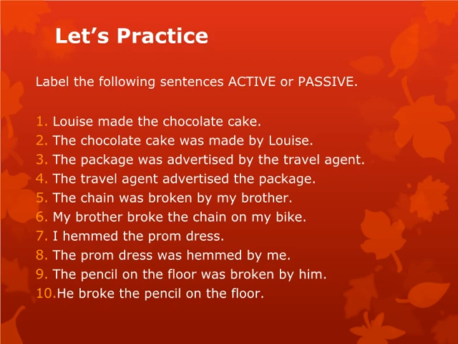Now you have to label the following sentences active or passive. Louise made the chocolate cake. The chocolate cake was made by Louise. The package was advertised by the travel agent. The travel agent advertised the package. The chain was broken by my brother. My brother broke the chain on my bike. I hemmed the prom dress. The prom dress was hemmed by me. The pencil on the floor was broken by him. He broke the pencil on the floor.